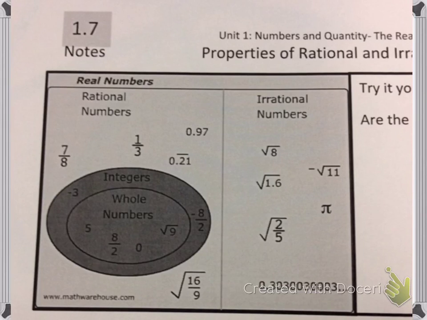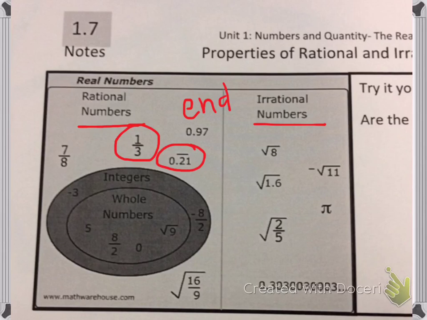This is Note-Taking Guide 1.7, Properties of Rational and Irrational Numbers. Up here on the chart, we're going to show you what rational numbers and irrational numbers are. The main thing you're going to want to remember about a rational number is it can be written as a fraction, it has a repeating decimal number, or it has a decimal number that ends. Most of the time, if we remember those three things, we'll be able to tell if it's rational or irrational.